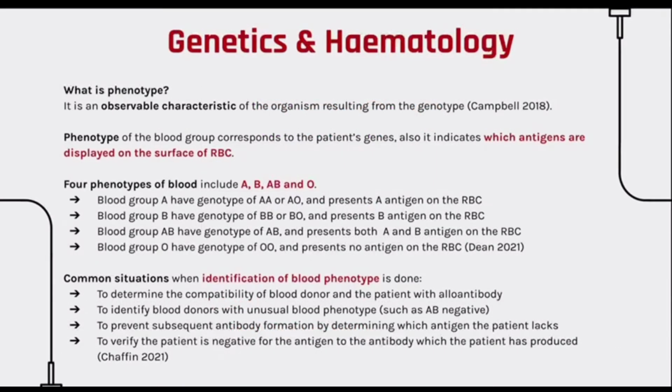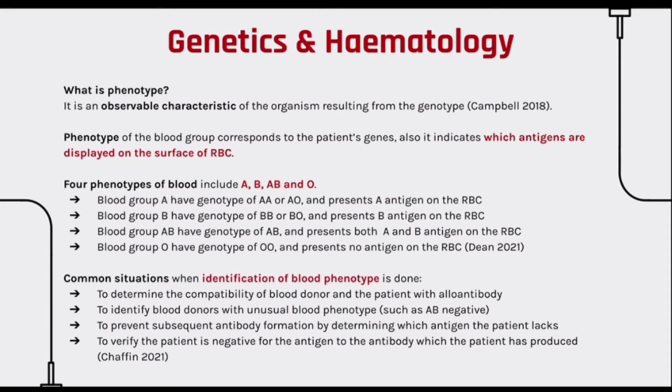Then what is phenotype? Phenotype is an observable characteristic of an organism resulting from genotype. Phenotype of the blood group indicates which antigens are displayed on the surface of the red blood cell. 4 phenotypes of blood include A, B, AB, and O. For instance, blood group A has genotype of AA or AO and presents A antigen on the red blood cell, while blood group O has genotype of OO and presents no antigen on the red blood cell.